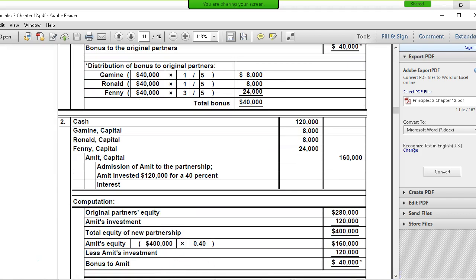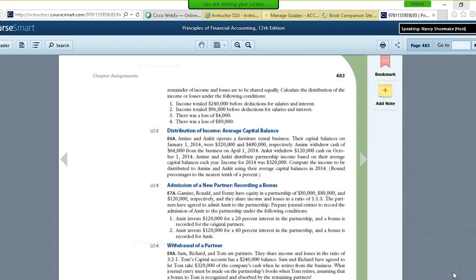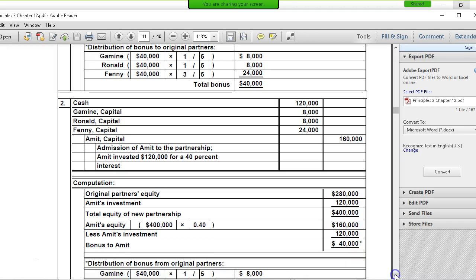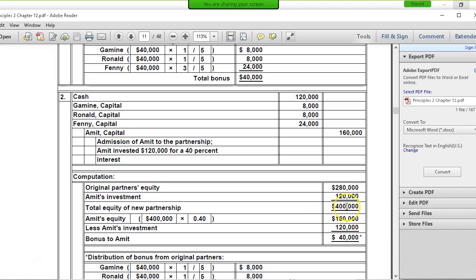Okay, number 2 states AMIT invests 120,000 for a 40% interest in the partnership, and a bonus is recorded for AMIT. So this is an example where they really want him in the partnership, and they're willing to give of their own capital to have him in the partnership. So in this case, we have to allocate 40% of 400,000, or 160,000, is going to be the capital account for Amit. So we show cash of 120, and we're going to show Amit's capital account of 160.